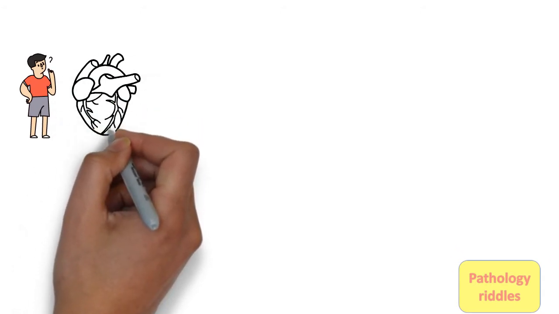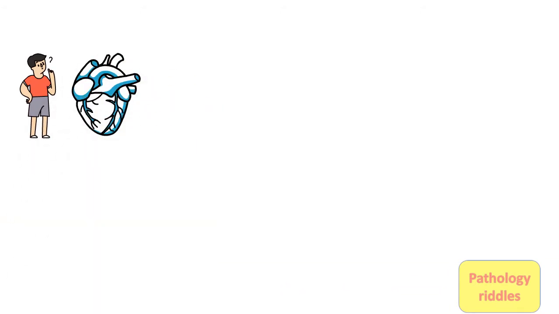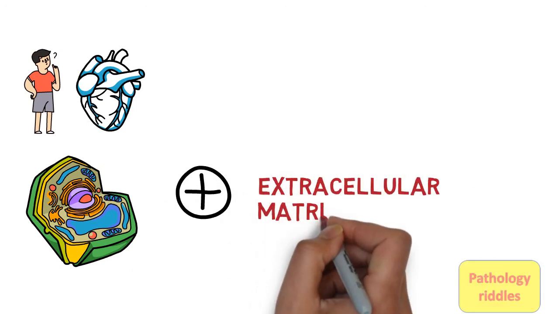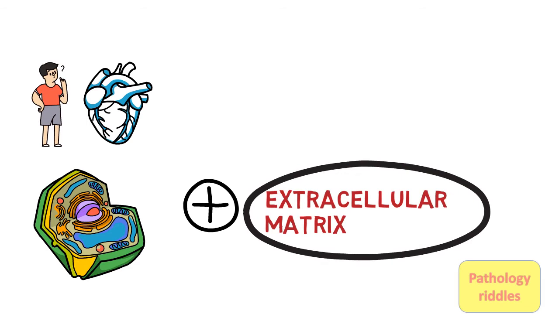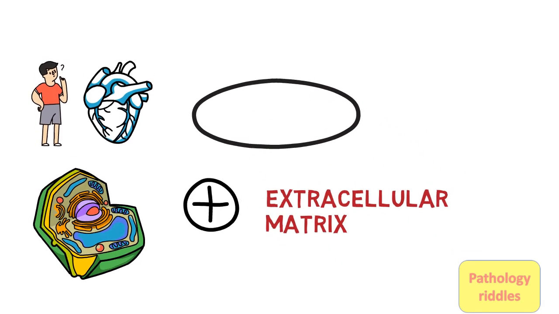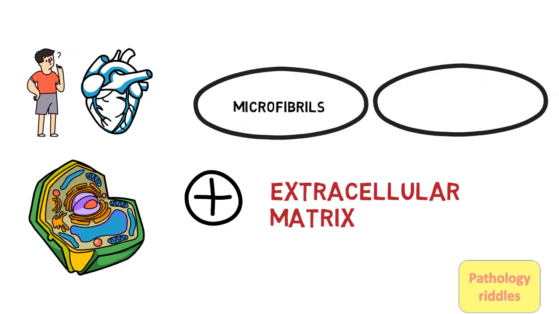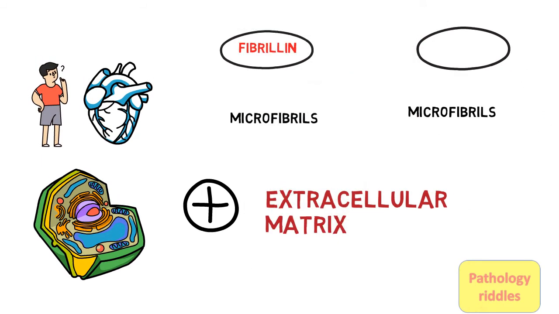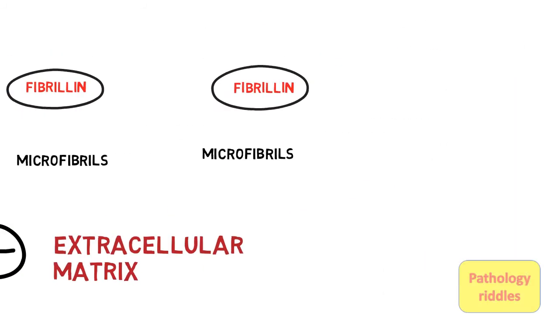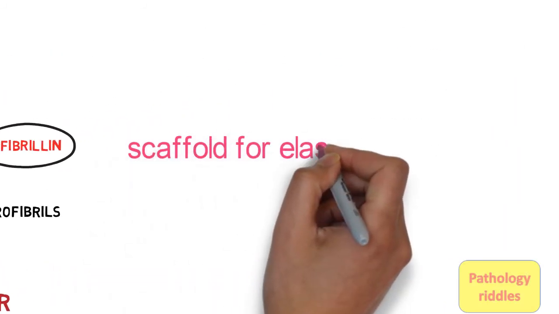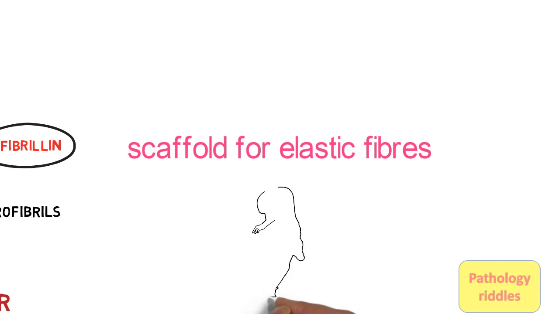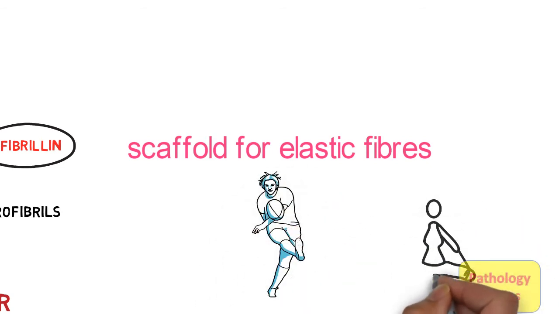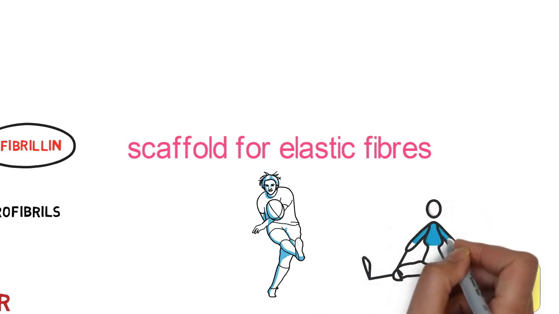For example, when we consider the heart as an organ, it contains cells and extracellular matrix. One of the structural components of extracellular matrix are the microfibrils. The major component of microfibrils is fibrillin. The fibrillin acts as a scaffold which holds elastic fibers together and controls our range of movement. When fibrillin is abnormal, there is excessive elasticity.